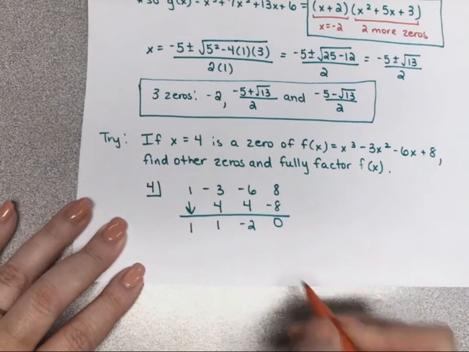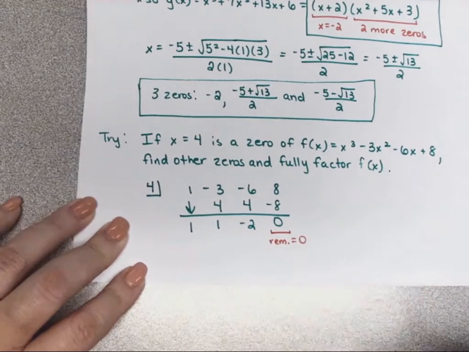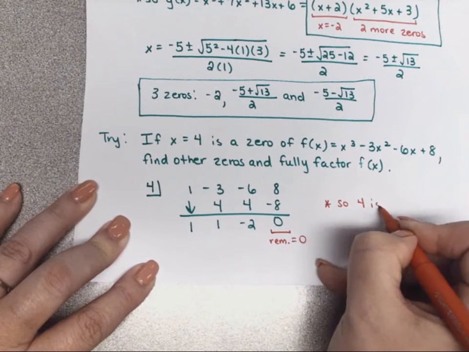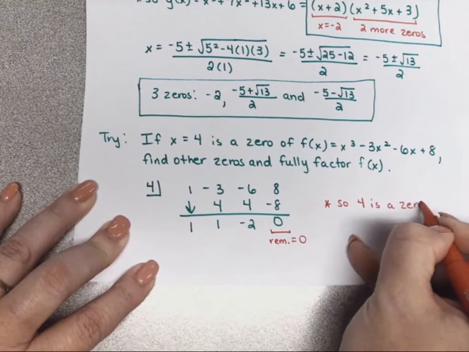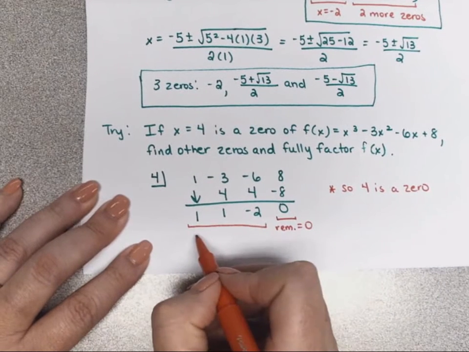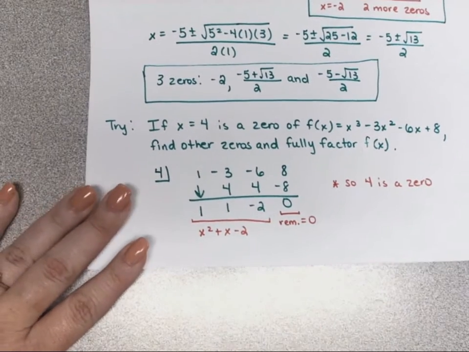Okay, so, I mean, we already knew this, right? We already knew we were going to get a remainder of 0. So we know that 4 is a 0. The point, though, is what we got here. So notice that we get x squared plus x minus 2 here.